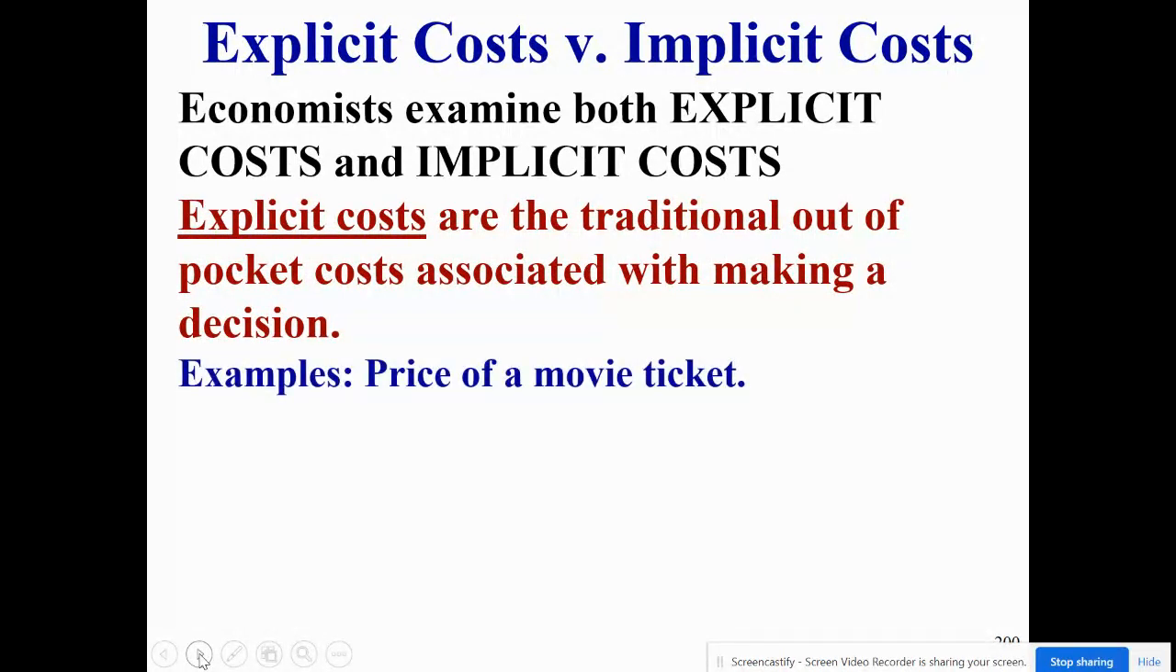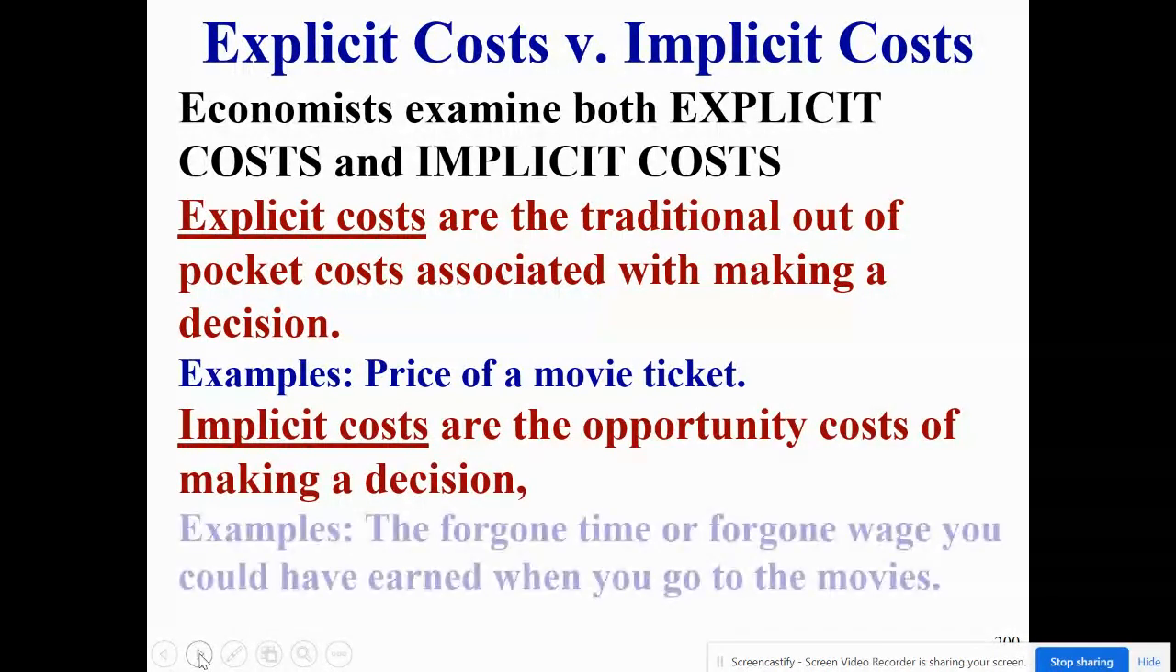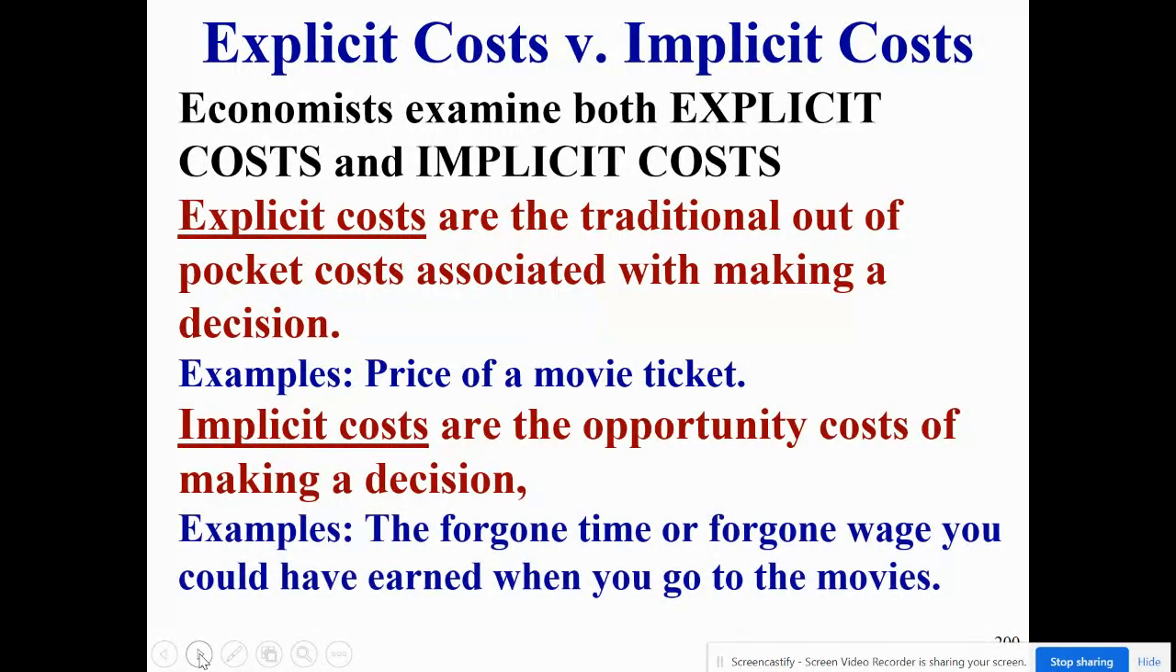So if you're going to go to the movies, the price of the ticket to go to the movies, let's say the movie costs $10. Your implicit cost would be, well, I could have gone to work for 3 hours instead of going to the movies. So if I was making $15 an hour, I could have made $45, right? So you have to take into account if the movie costs $10 plus the $45 you could have earned, the movie really cost you $55 to go to the movies. So that's taking into account both your explicit and implicit cost of going to the movies.